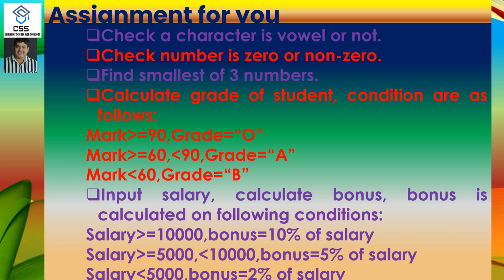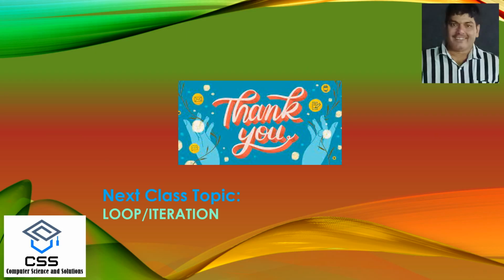In the next class, we will discuss the third type of decision making statement or control structure, that is looping or iteration.